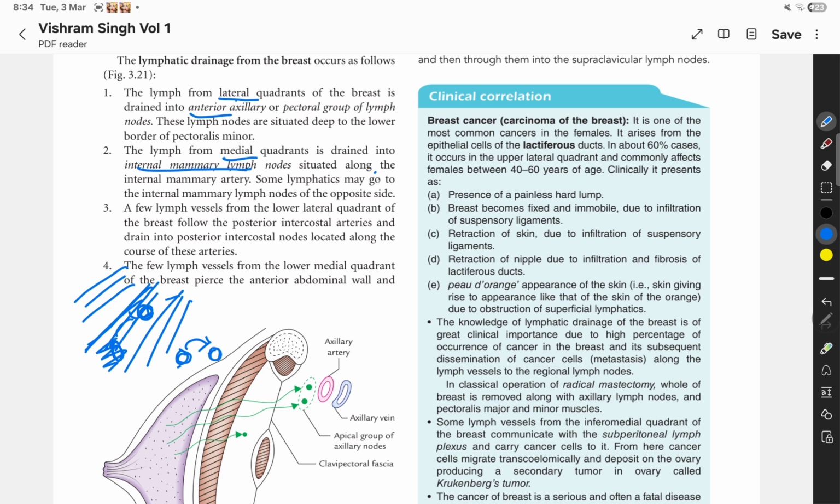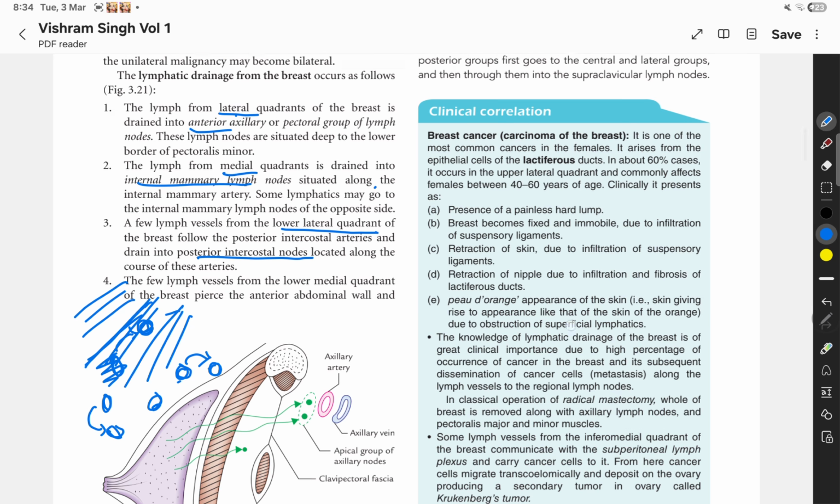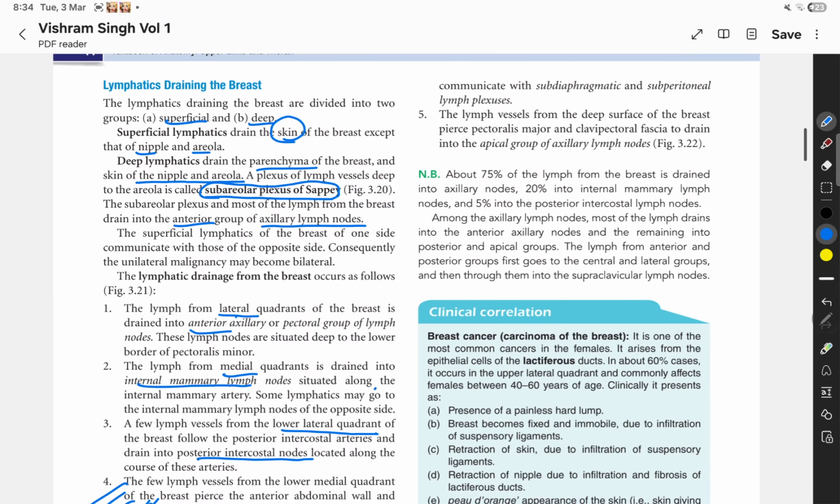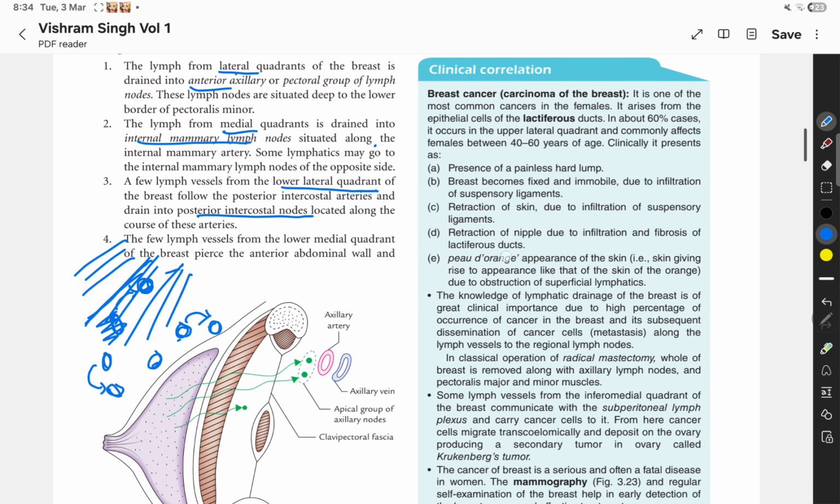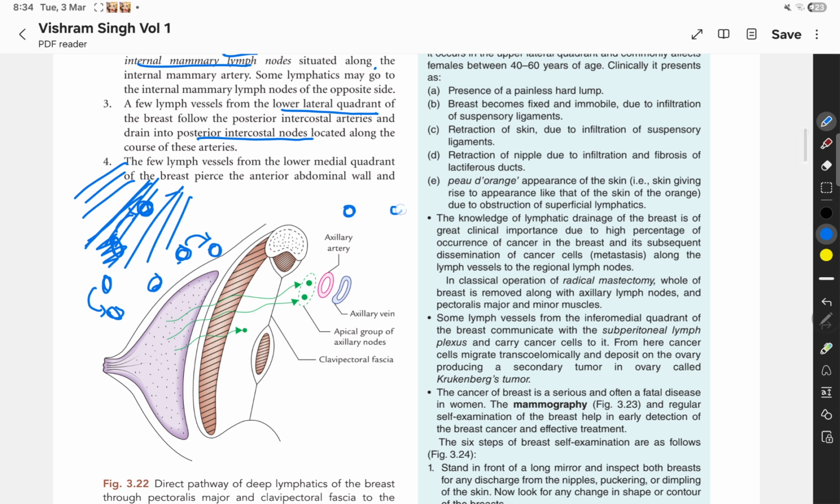The internal mammary nodes are situated along the internal thoracic artery. Some lymphatics may go to the internal mammary nodes of the opposite side. A few lymph vessels from the lower lateral quadrant of the breast follow the posterior intercostal arteries and drain into posterior intercostal nodes. A few lymph vessels from the lower medial quadrant of the breast pierce the anterior abdominal wall and communicate with the subdiaphragmatic and subperitoneal lymph plexus. The lymph vessels from the deep surface of the breast pierce the pectoralis major and clavipectoral fascia to drain into the apical group of axillary nodes.